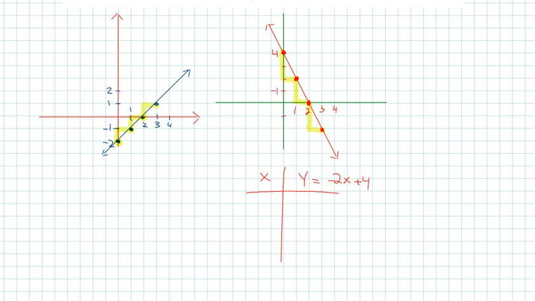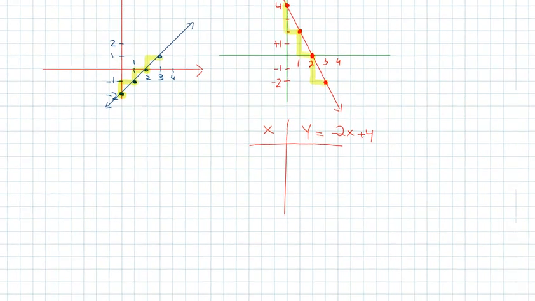Okay, so I'm going to take the x values 0, 1, 2, 3, 4. I can pick these values. The values that I pick don't have to match the values that you pick. Okay? So if x is 0, how can I find y? What do I do?